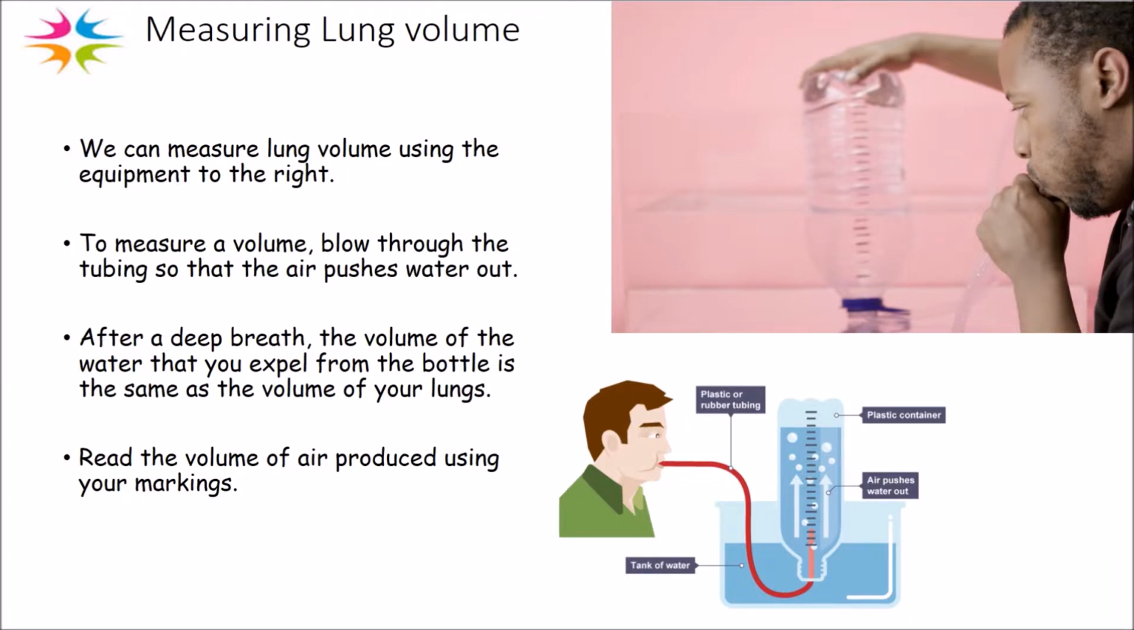We can measure the lung volume using the equipment to the right. To measure the volume, you need to blow through the rubber tubing so that the air pushes the water out. After a deep breath, the volume of water that you expel from the bottle is the same as the volume of your lungs. And then you can read off the volume of air produced using your markings.